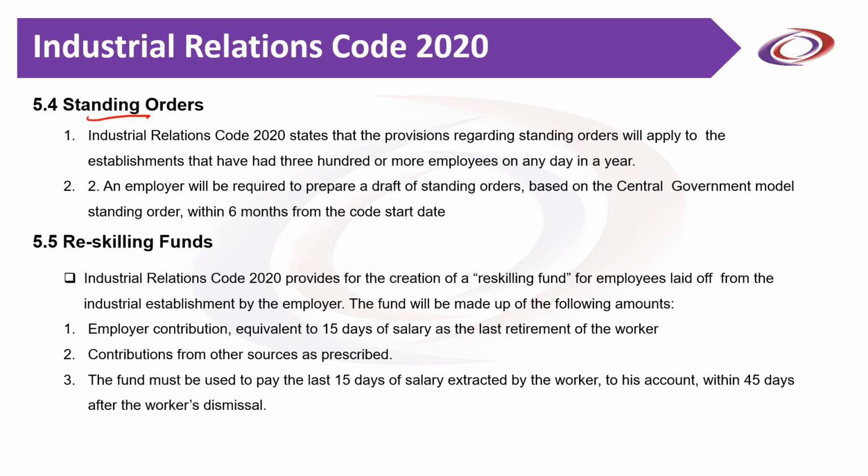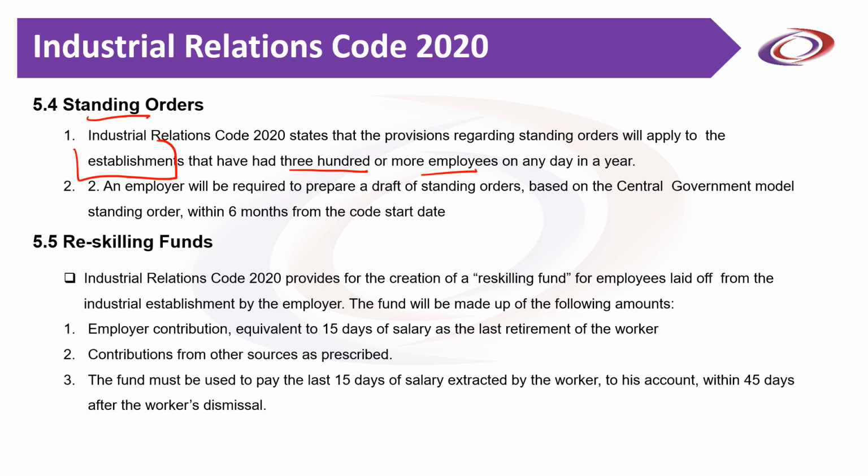Regarding standing orders, it has been stated that the provisions will apply to the establishments that have had 300 or more employees on any day in the preceding 12 months or a year. If there are 300 or more employees, then the standing orders will be applied there.